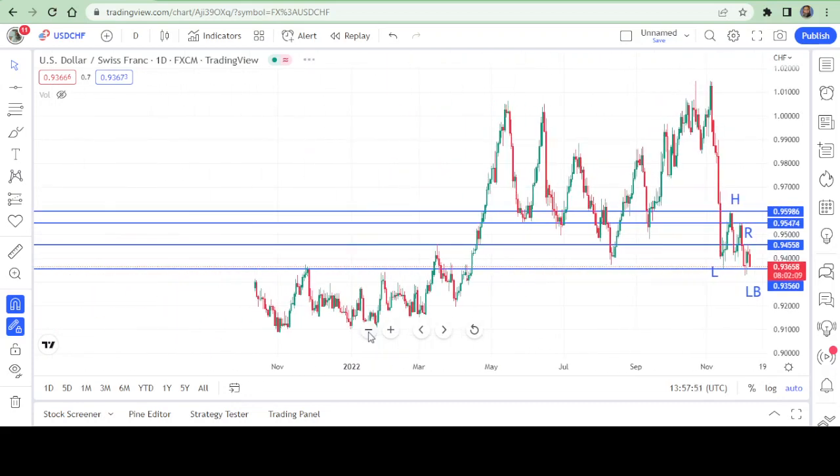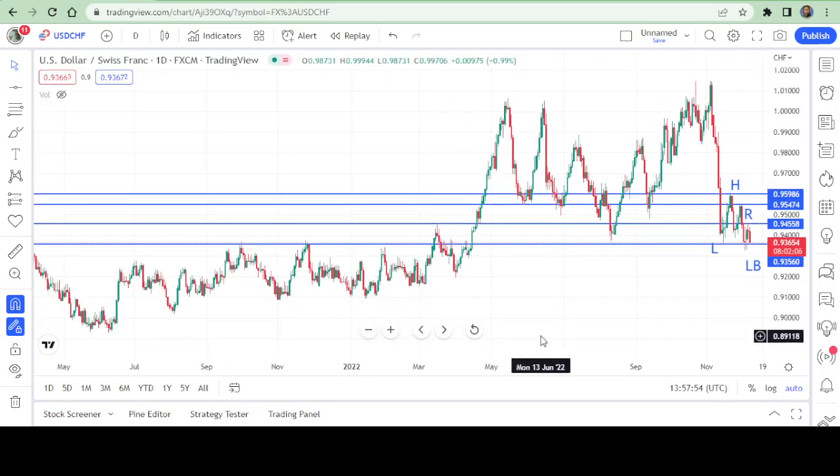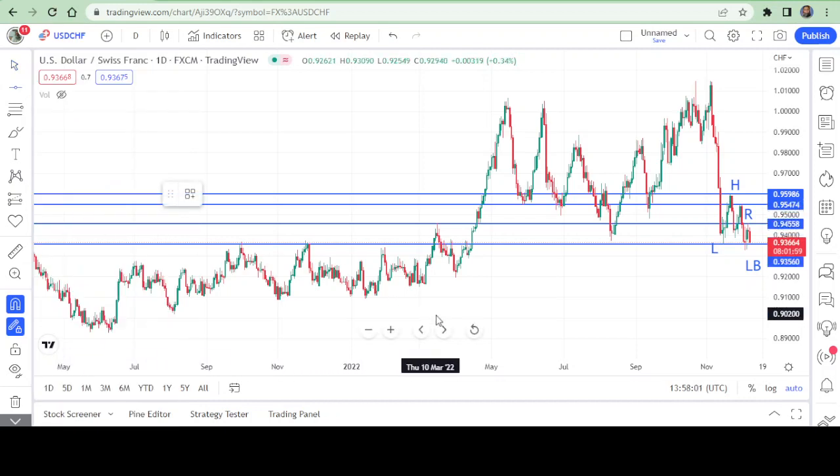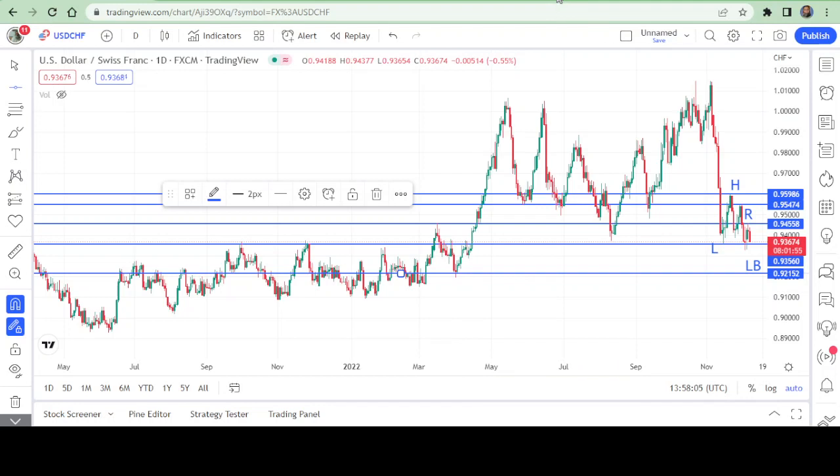Let us see the next support for this pair. Let me put the horizontal line. This is the next support. Now it is expected that this is coming down to this support.